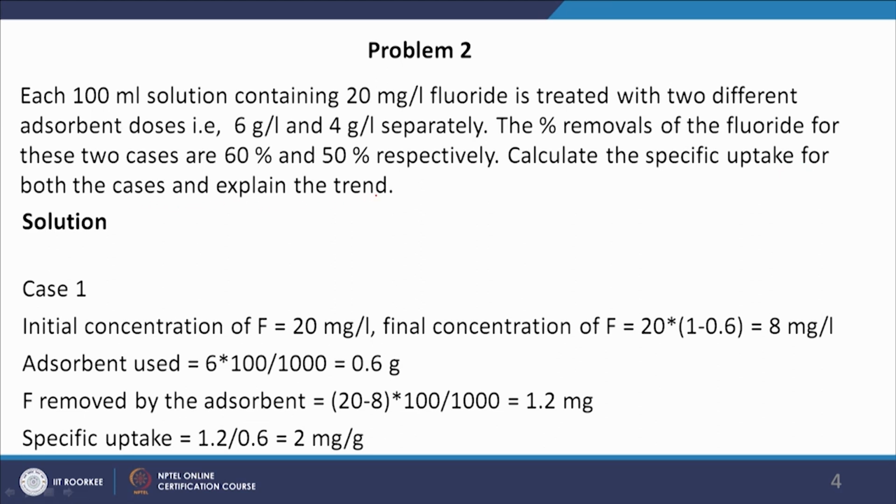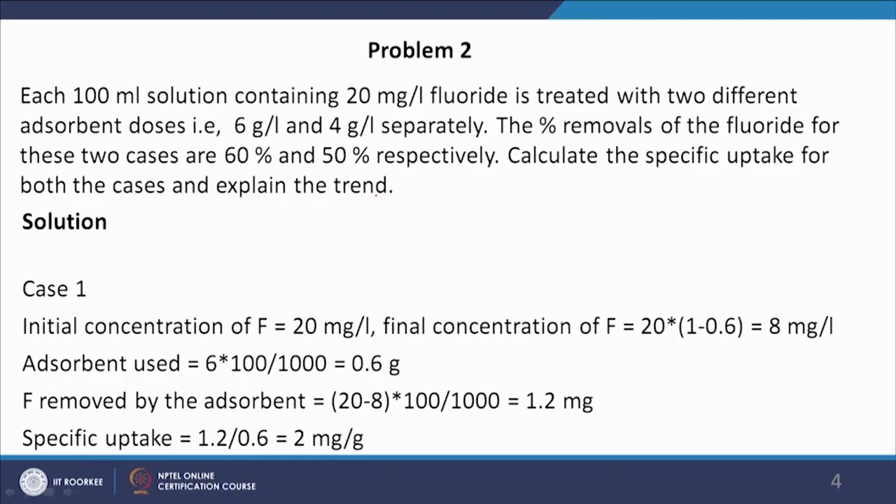So, we have to calculate the specific uptake of the adsorbent which is used to remove the fluoride from the water. Two different cases are given and their adsorbent dose is different and removal of the fluoride is also different. So, we will be calculating the specific uptake, which we know is the amount of adsorbate taken up by unit mass of the adsorbent. So, here for case 1 the initial concentration of fluoride is equal to 20 mg per liter.